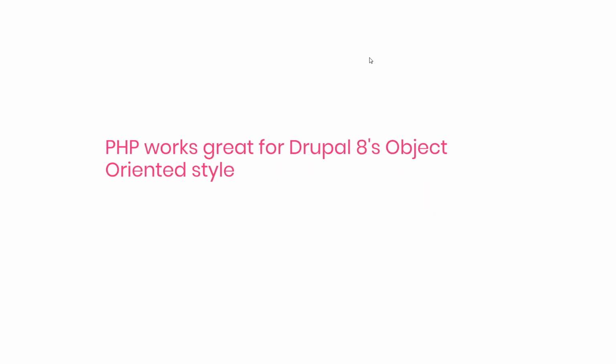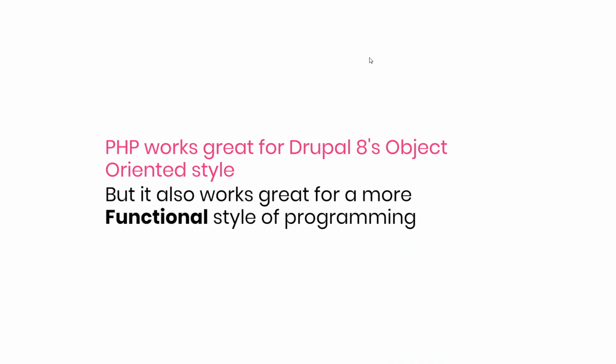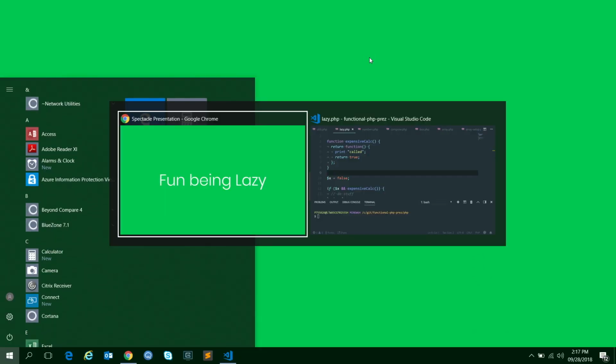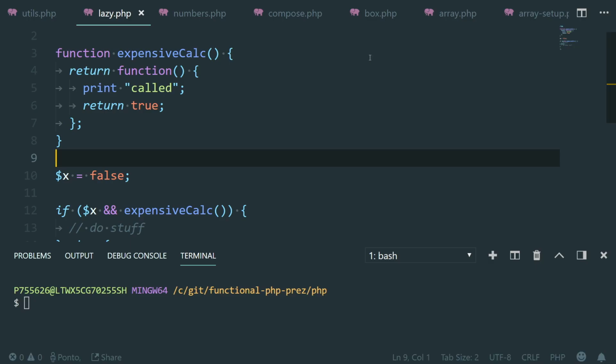You can be like Drupal and go all in on object-oriented, write classes for everything, or you can solve the same problems but in a more functional style of programming. And so that's what we're going to explore today. So the first example we're going to look at is being lazy, which I think is something we all like to do, right? So we're going to switch over to my code here and take a look at this example.